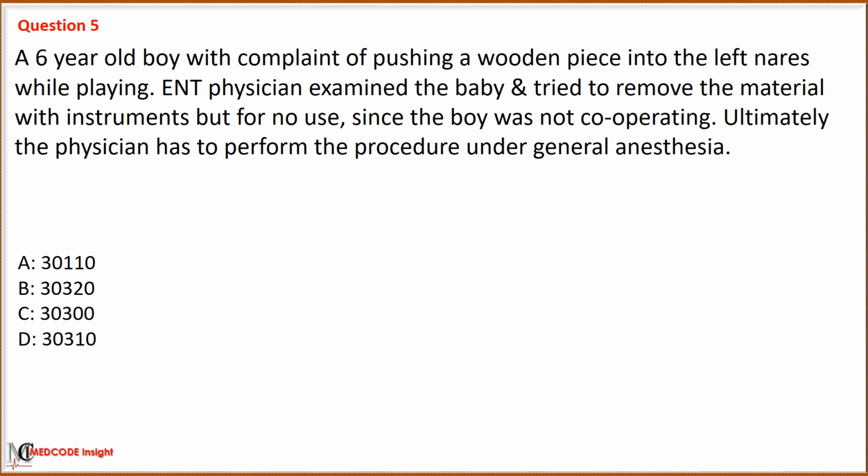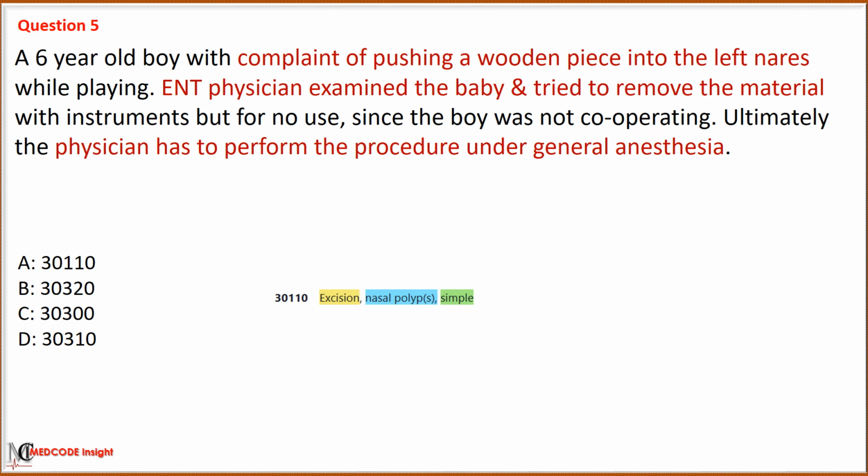Option A with code 30,110, option B with code 30,320, option C with code 30,300, option D with code 30,310. In this scenario, the physician removed a wooden piece from the left ear under general anesthesia. Since the wooden piece is a foreign object, the procedure falls under the code range 30,300 to 30,320 used for the removal of foreign body from the nose.